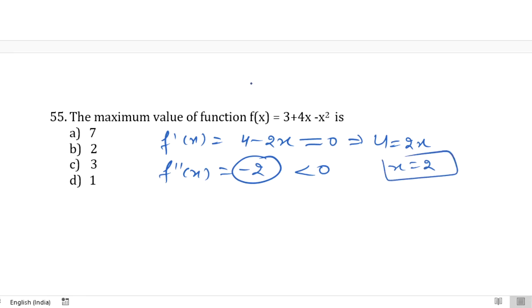So just substitute the value. What do I get? 3 plus 4 into 2 minus 2 square, which is equal to 3 plus 8 minus 4. 8 plus 3 is 11, 11 minus 4 is 7. So the right answer is option A. Next question.